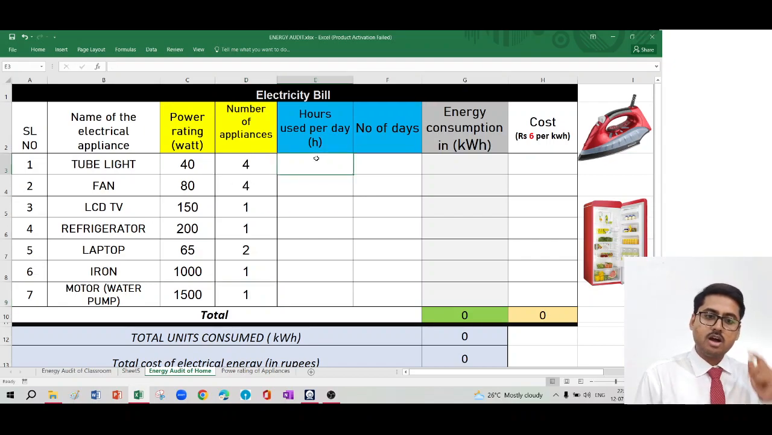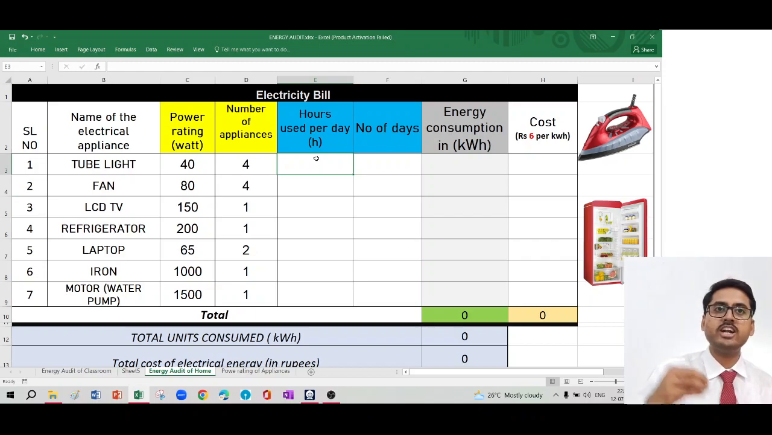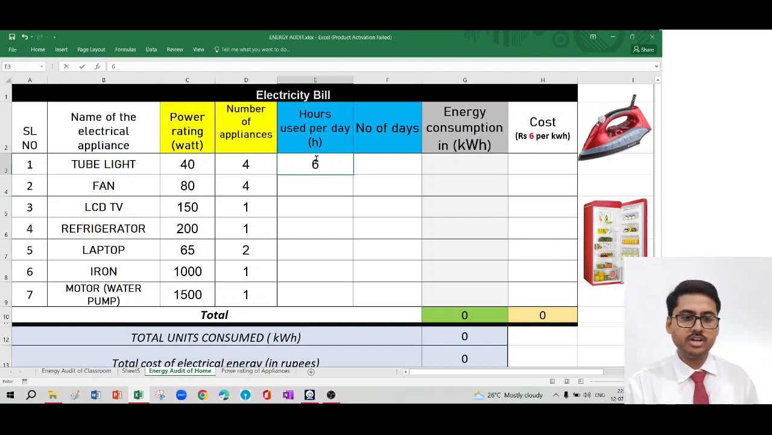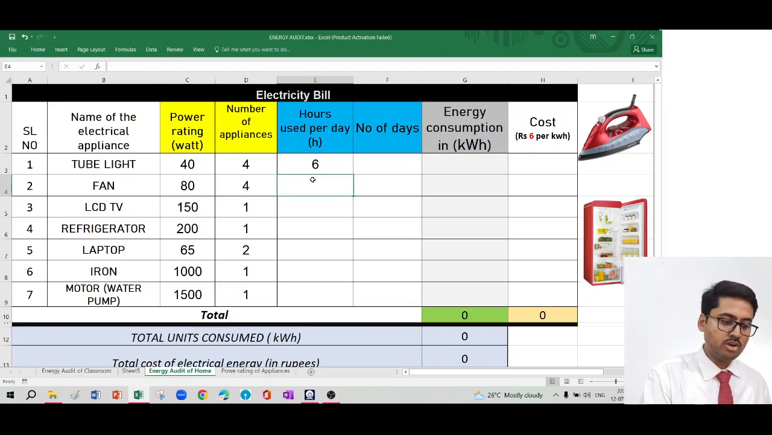Now coming to the hours used per day, this is where you have to think and fill this thing, otherwise this will give you a huge number at the end. So hours used per day. For tube light, we use tube lights in the evening hours, let's say from 6 to 12, and some of the tube lights may be used for the entire night. So you have to have the average hours used per day. So let us assume that we are using tube light for 6 hours every day, and fan is being used for like 12 hours every day.